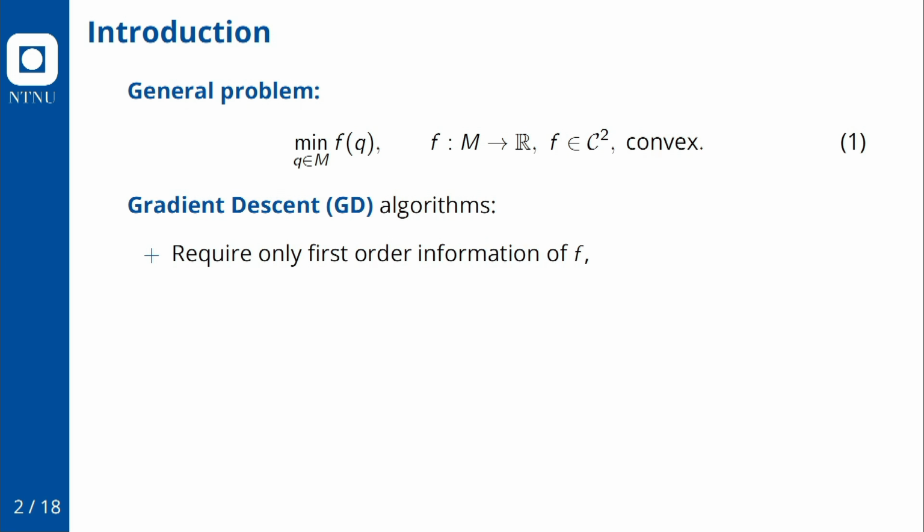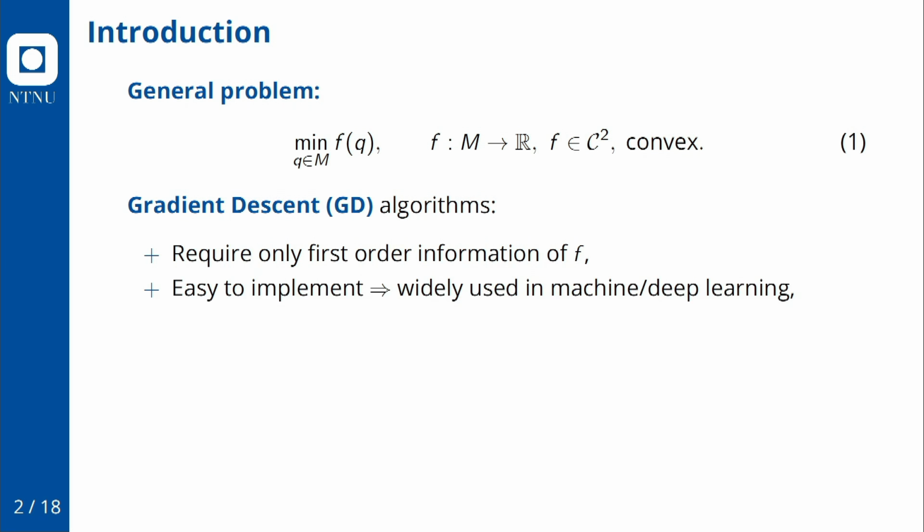In particular, they are widely chosen because they only require first order information of f at a point, so the gradient, because they use the negative direction of the gradient at a point, and hence they are very easy to implement. This is why they are widely used in machine and deep learning, because one has to deal with large amounts of data, and having an easy algorithm helps. The only drawback they have is that they converge only linearly.